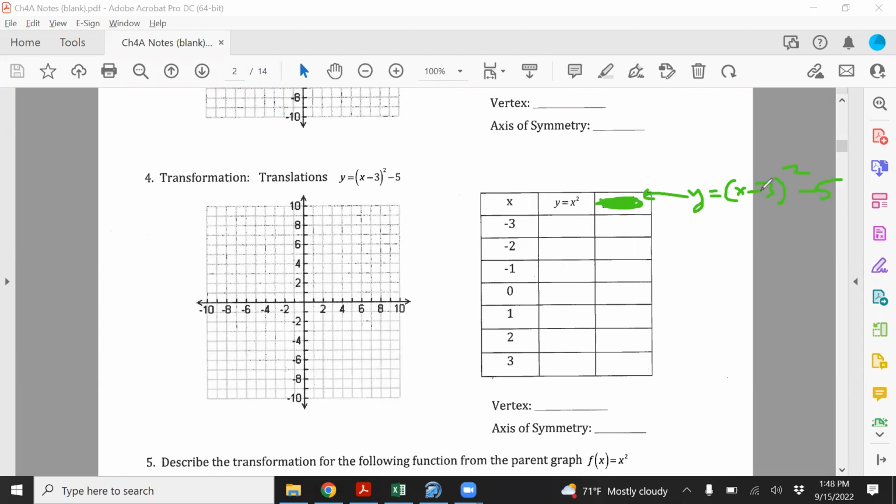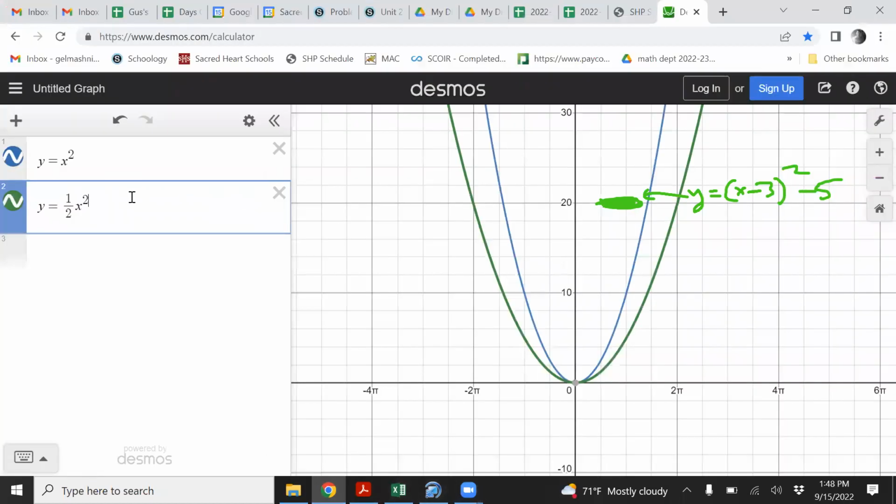I don't know why that table's last column said negative x squared. It doesn't make any sense. Before I do this one, let's go to Desmos. Okay, Desmos is our friend.